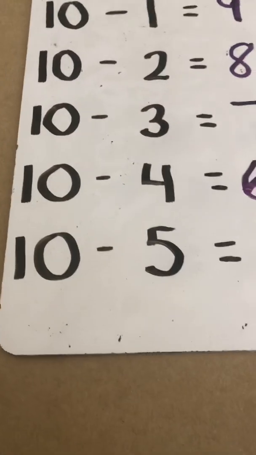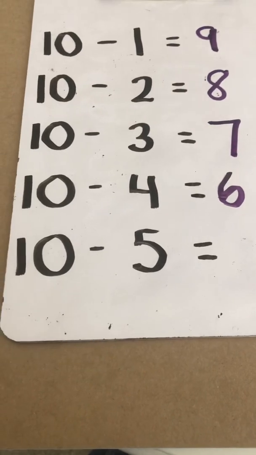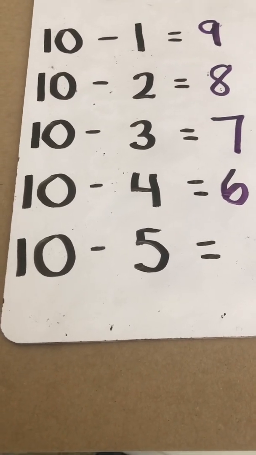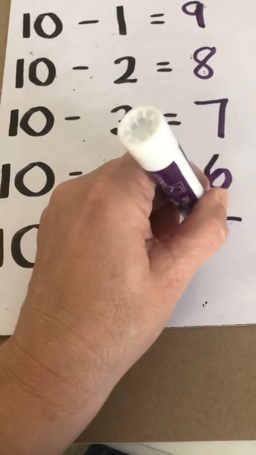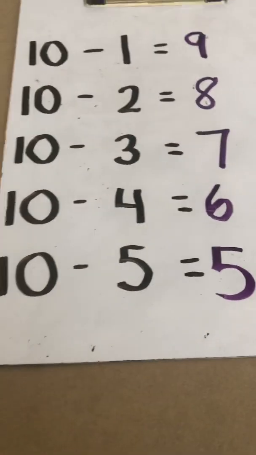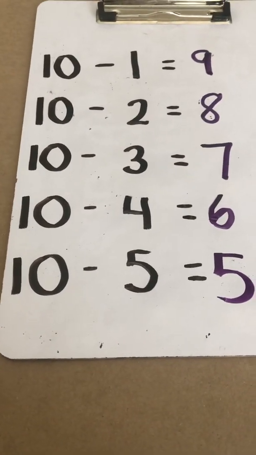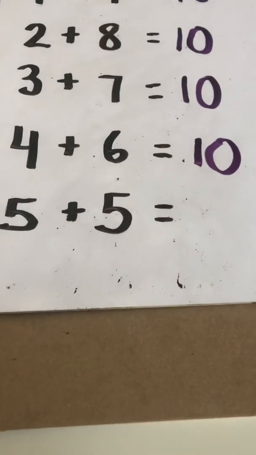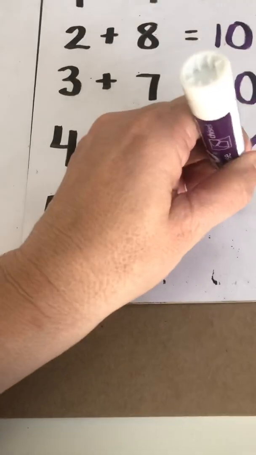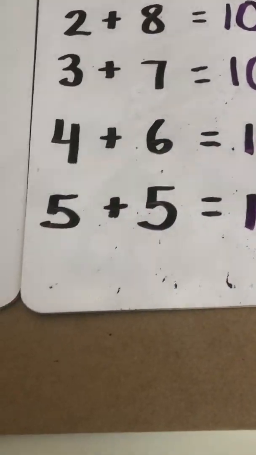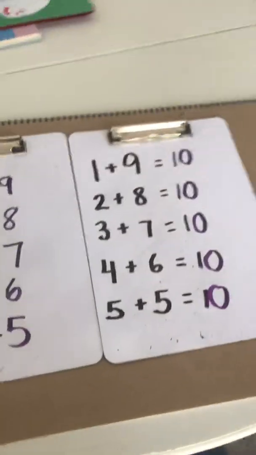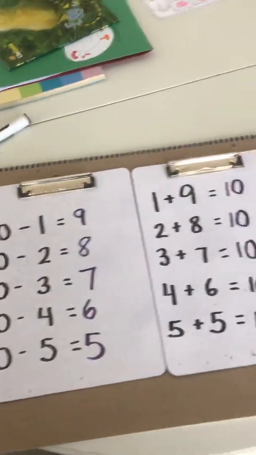If you have 10 cookies and you eat 5 of them, you take away 5, you're going to have 5 left because you're taking away the whole hand and you have another hand left. And over here, if you have 5 plus 5, what is that? 10.